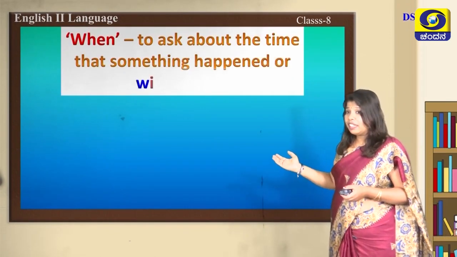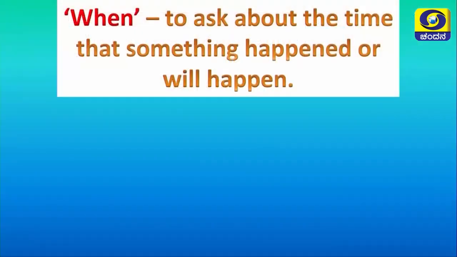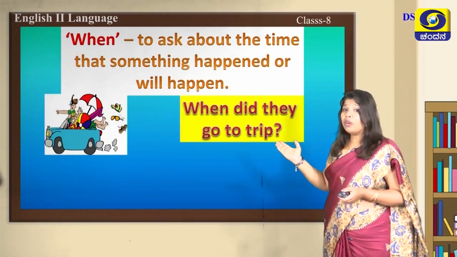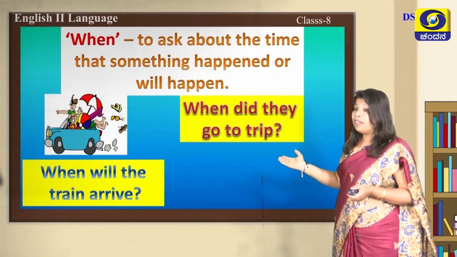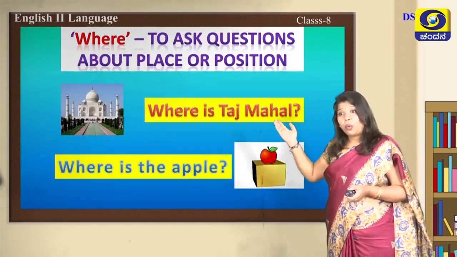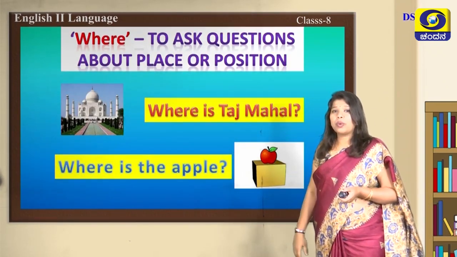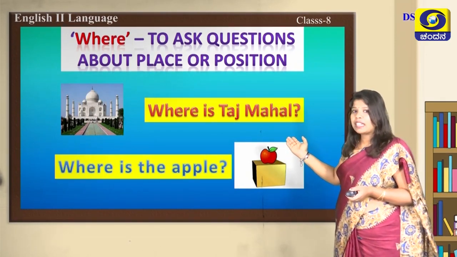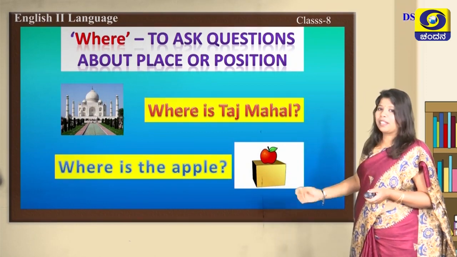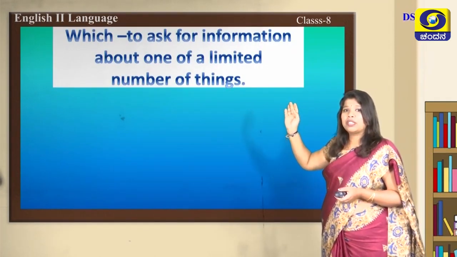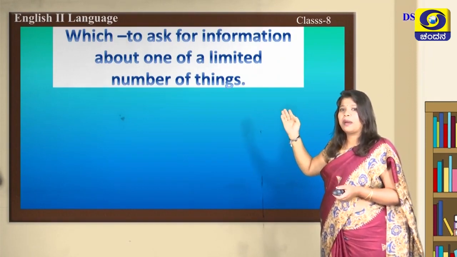Now, when is used to ask about the time that something happened or will happen. For example, when did they go on the trip? When will the train arrive? Now, we use where to ask a question about place or position. For example, where is the Taj Mahal? Where is the apple?